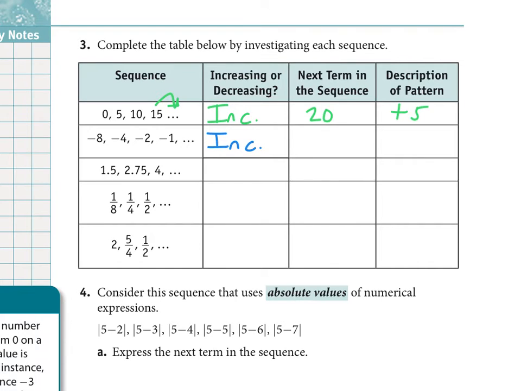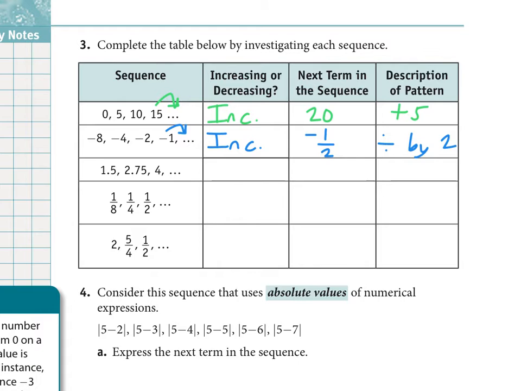So it looks like in this case we are dividing each by 2, right? So that is the pattern. So the next term in the sequence, if we took that -1 and divided it by 2, would be -1/2.